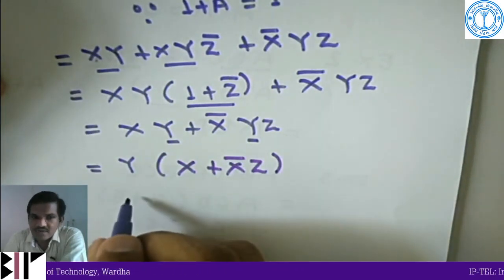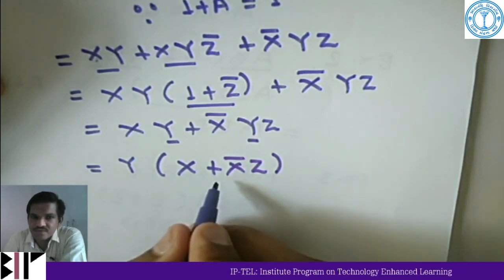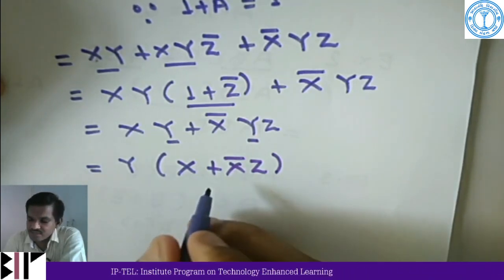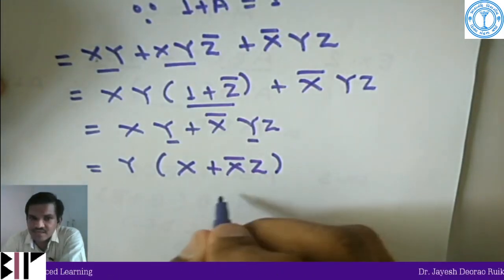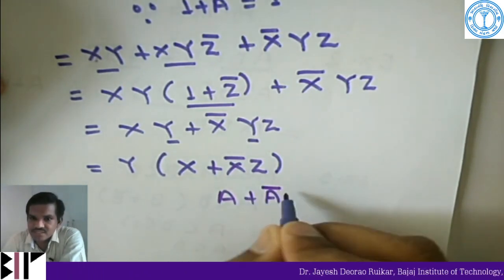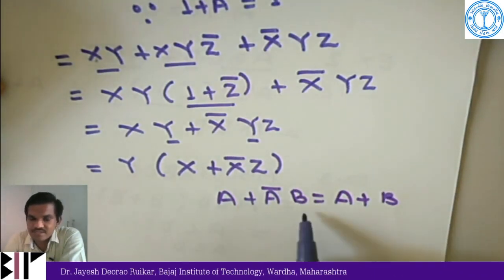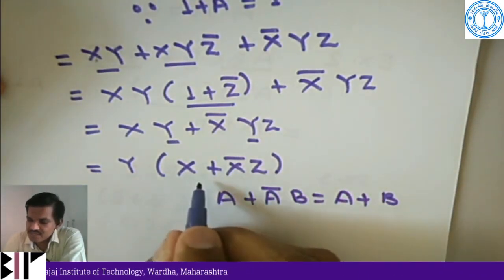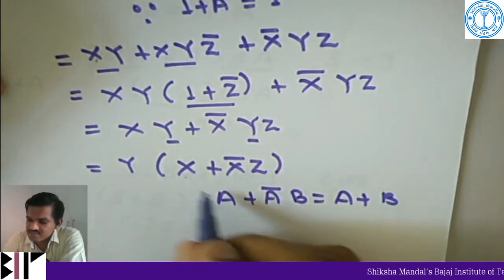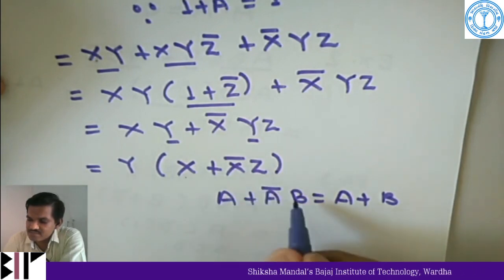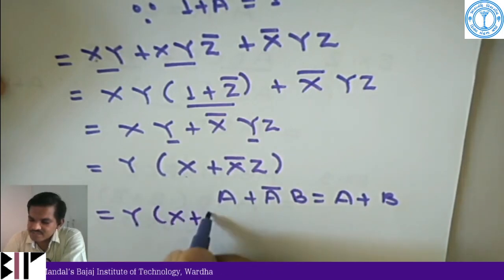Again what we will use is the distributive theorem over here. So, the theorem says that a plus a bar b is equals to a plus b. A plus a bar b is equals to a plus b. So this x is nothing but a, this x bar is a bar and z is b, so we will use a plus b. So it will give me y into x plus z, based upon this theorem.